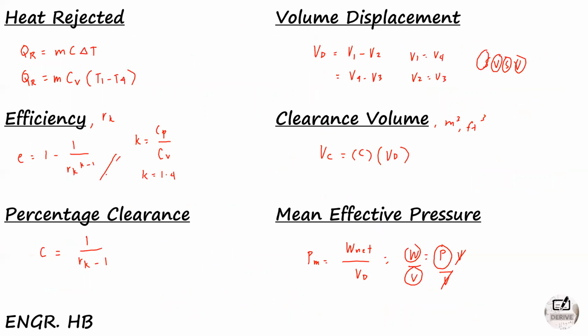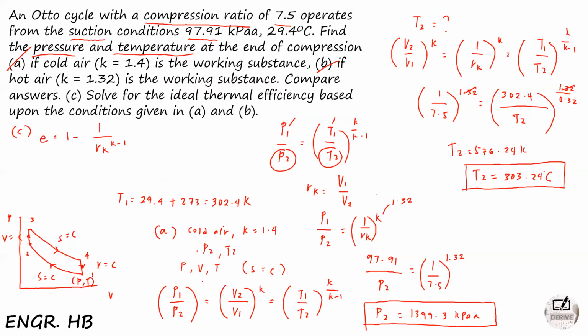Ayan siya. So Rk raised to K minus 1. So this will be easy and direct substitution. So that will be 1 minus 1 over 7.5 raised to 1.4 minus 1 kasi 1.4 yung cold air. So we're going to have an efficiency of course, times mo sa 100 yan after. 1 minus 1 over 7.5 raised to 0.4. So that was 0.5533. Of course, times mo siya ng 100. So that will become 55.33%.